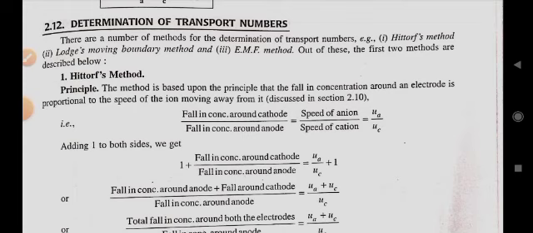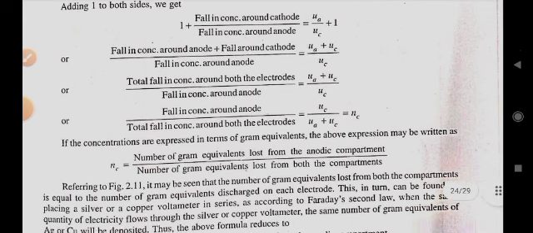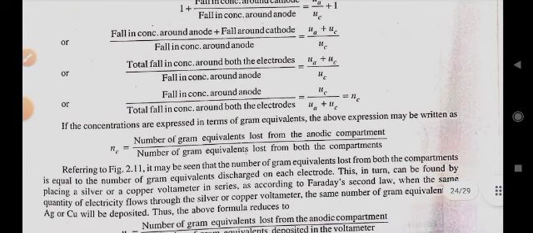Adding 1 to both sides, we get 1 plus falling concentration around cathode upon falling concentration around anode is equal to UA upon UC plus 1, or falling concentration around anode plus falling concentration around cathode upon falling concentration around anode is equal to UA plus UC upon UC, or total falling concentration around both the electrodes upon falling concentration around anode is equal to UA plus UC by UC, or falling concentration around anode upon total falling concentration around both the electrodes is equal to UC upon UA plus UC, is equal to NC.